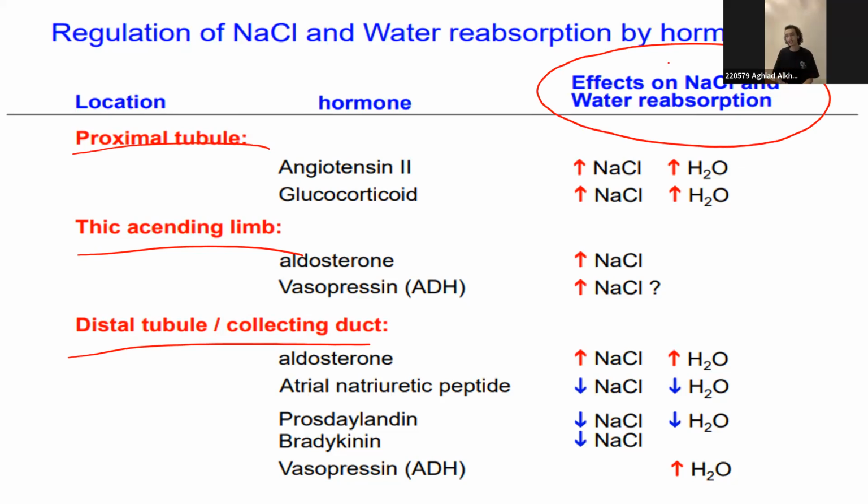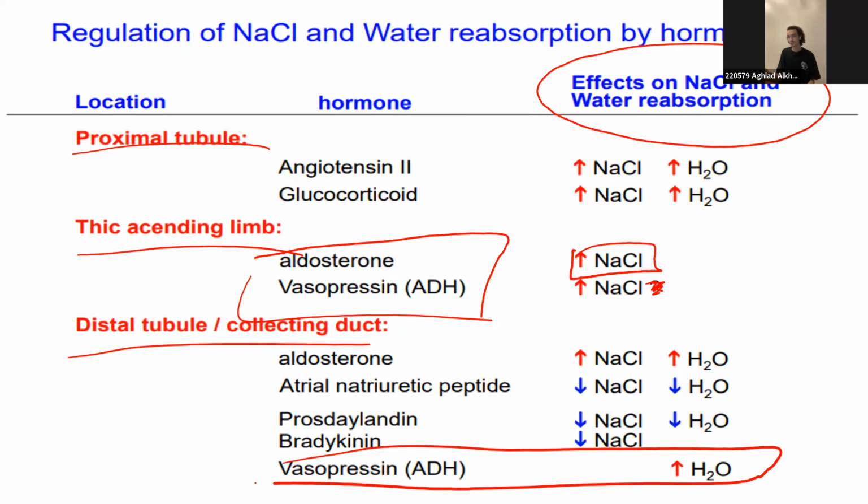Now in the thick ascending limb, you have aldosterone and ADH, and they want sodium. I don't know why Dr. Hashem put this. He didn't even explain it in the slide. But you guys remember what ADH does? It increases water only, no sodium.